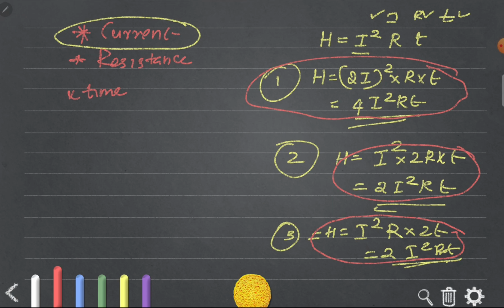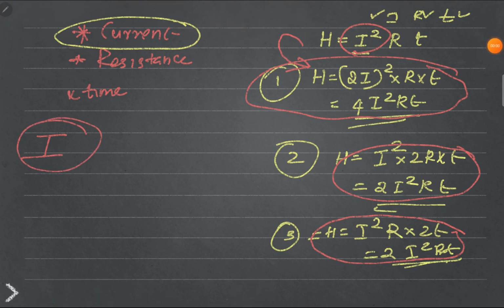From this we can see that the change in I makes the change in heat energy to the most extreme value, either the lowest value or the highest value. The change in I is reflected in the heat energy's equation the most. So which factor influences the heat most? That is intensity of current. Intensity of current. This is the answer, I.